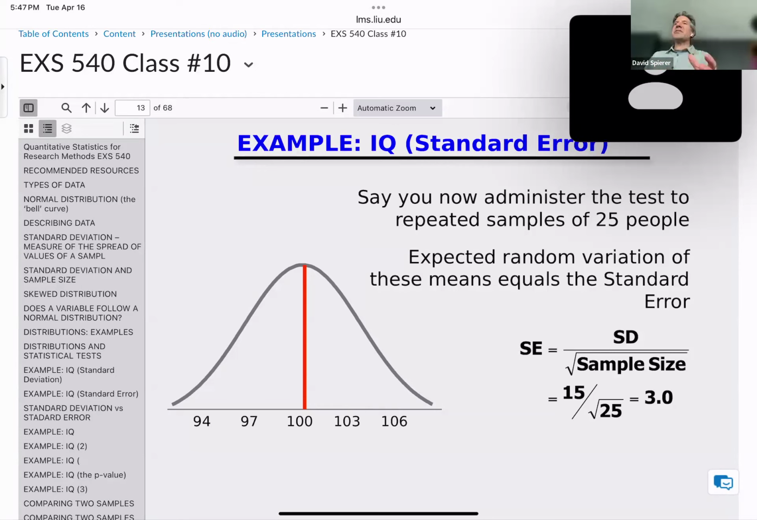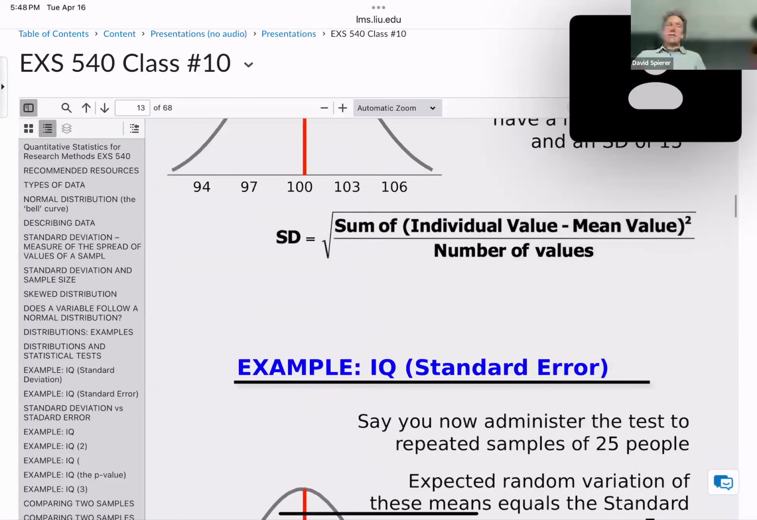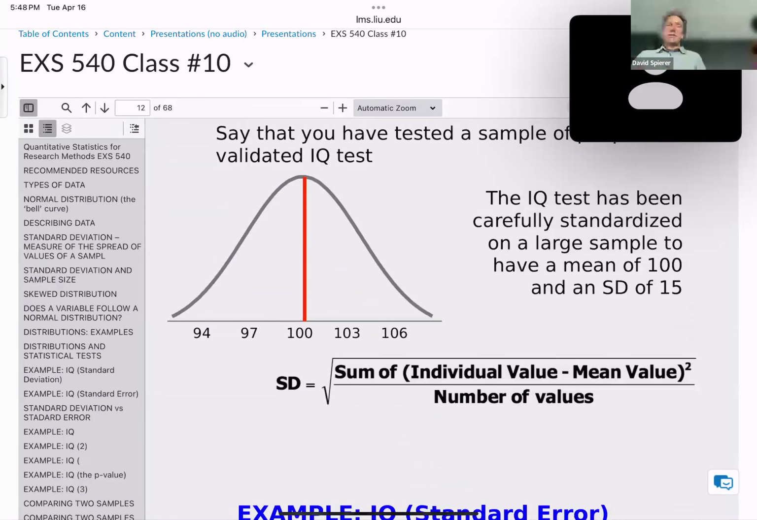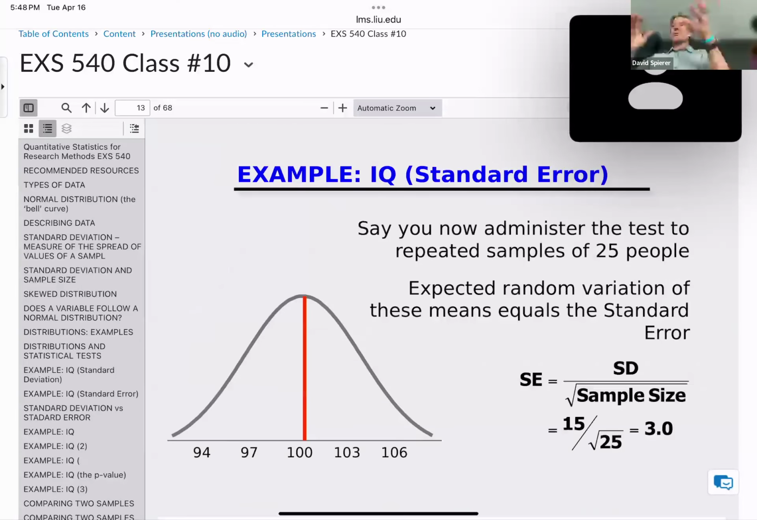Now, what that means is when you take one sample, in this case a large sample, and you give an IQ test to that large sample, as I said, you have an average and you have standard deviation on both sides. But then you're going to take that test and give it to pockets of people, and you're going to compare the means of those pockets of people. They scored an average of this, they scored an average of that, they scored an average of this, and they scored an average of that. The variation in those numbers and those scores is known as the standard error.